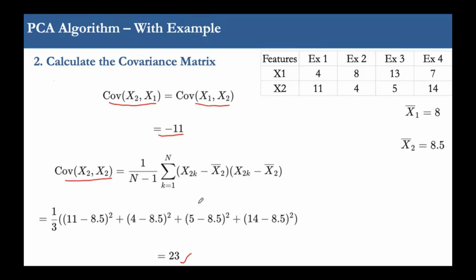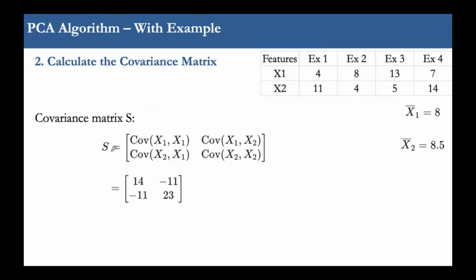Now we need to fill up the covariance matrix. So this is the covariance matrix. Here we will be filling up the values. So we will get S is equal to 14, minus 11, minus 11, 23. This is the covariance matrix.